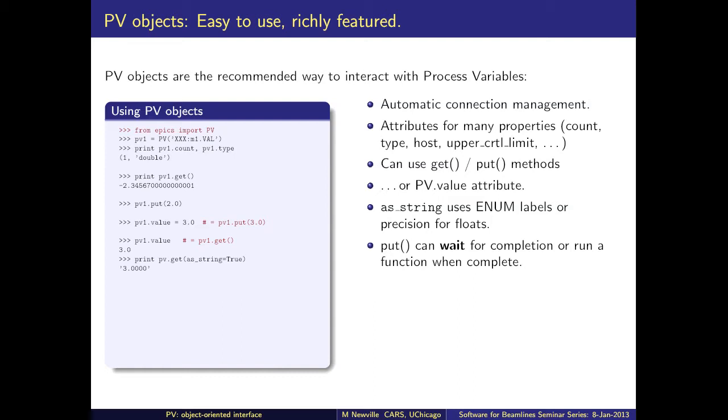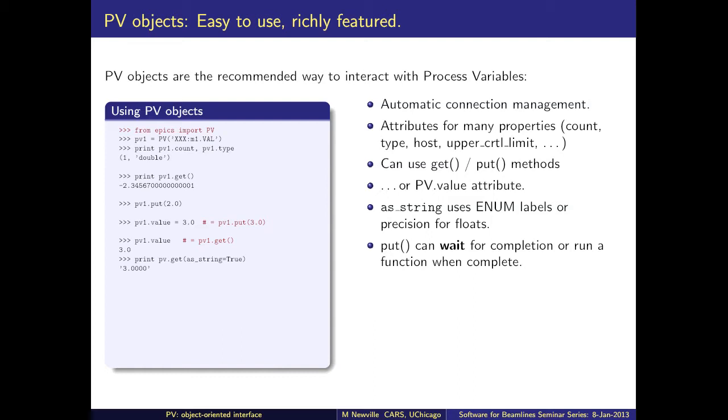So the PV object is actually also very easy to use. Here you create a PV object using the PV creator. And then this has many features or many attributes, including methods. So you can just get the count and the type. And there's a get method that you can call for that, a put method. And in addition to using these methods, you can also just write to the value or read from the value.